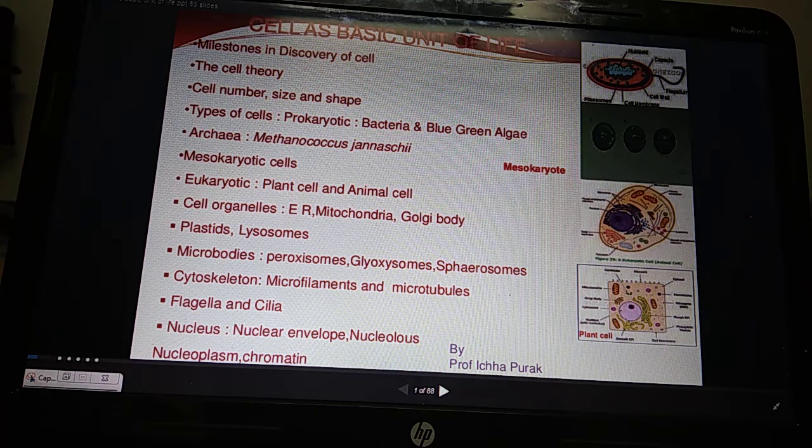Children, let us start chapter 8, the cell as a basic unit of life, of unit 3. So we are starting the new unit of cell, and its first chapter, or otherwise 8th chapter, is cell as a basic unit of life. In this we are going to discuss the discovery of cell, then cell theory, cell number, size, shape, different types of cells, prokaryotic and eukaryotic, then organelles present in the cell.